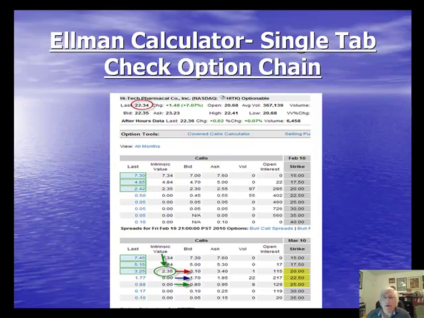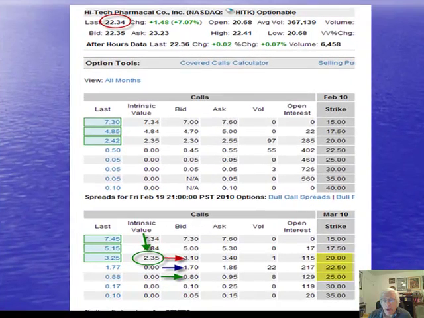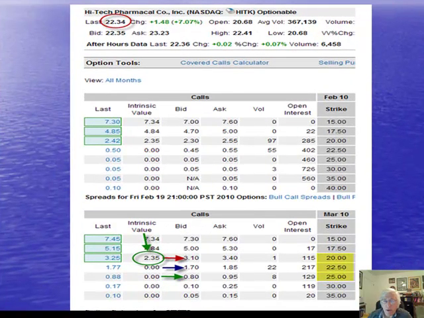So let's start looking at how we do these calculations and how we get the information to feed into the Ellman calculator. What we have to do first is locate an options chain. In this case, we're showing you the chain for HITK, and if you look at the bottom of the screen, you see 3 arrows, a red, a blue, and a green. On the upper left part of the screen, you see that the price of the stock is $22.34.